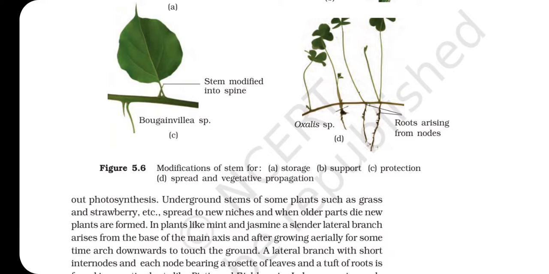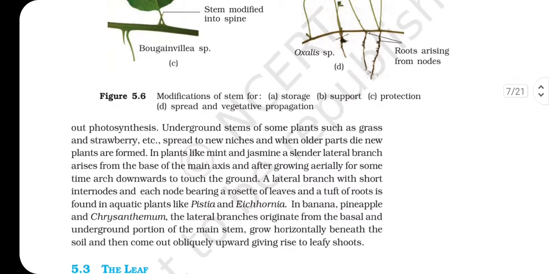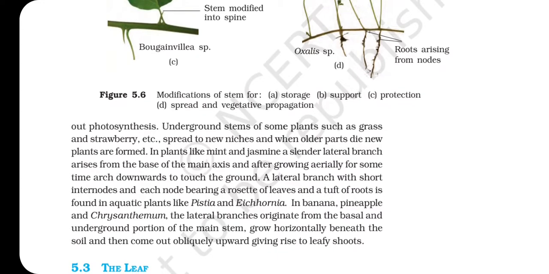Underground stems of some plants such as grass and strawberry spread to new niches, and when older parts die, new plants are formed. In plants like mint and jasmine, a slender lateral branch arises from the base of the main axis, and after growing laterally for some time arches downward to touch the ground.